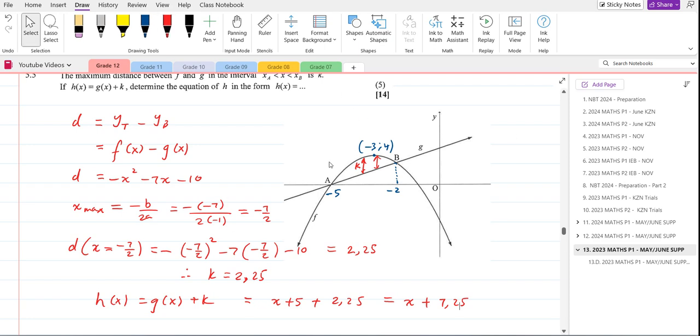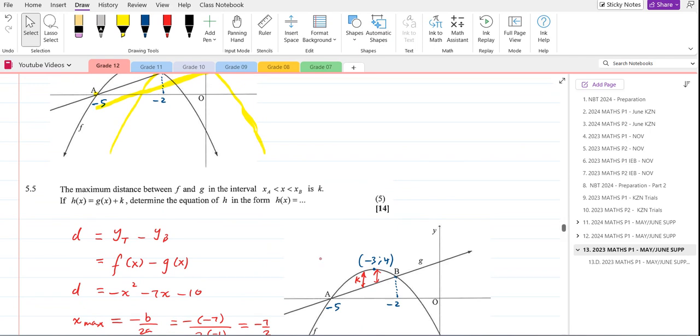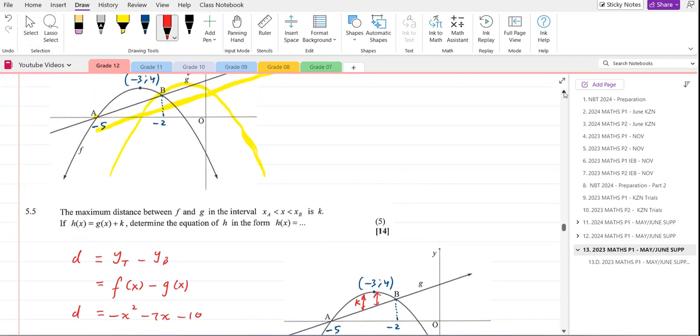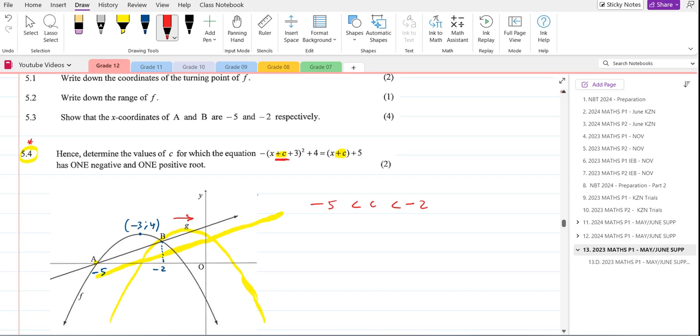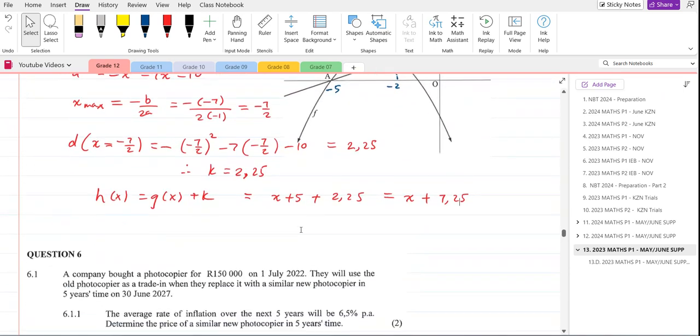Right, so very nice problem, something different, but I think the hardest question was this one, 5.4. Very different, crazy problem. They should have asked for real roots, then we could have used delta and stuff, but very difficult. 5.4. Let's continue. Question 6.